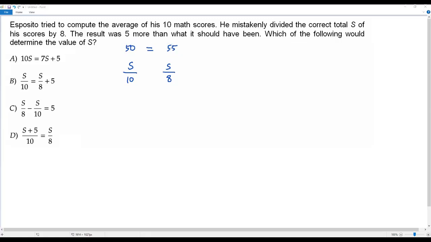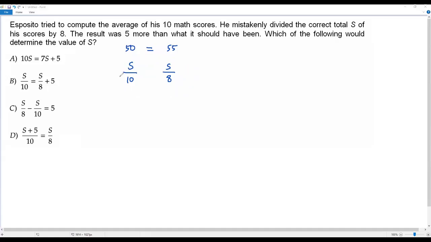Okay, so let me subtract 5 from the value on the right side. That is, I'm going to subtract 5 from this value. So when I subtract 5 from this value, the values over here will be equal. So now let's check whether we have this equation in any of the answer choices. No, I don't get this equation in any of the answer choices.